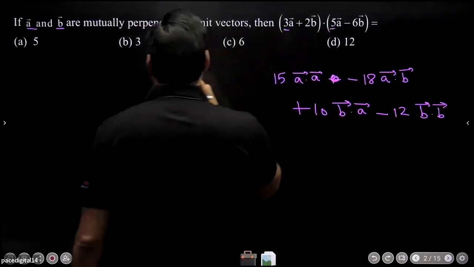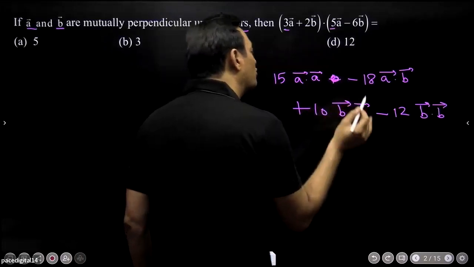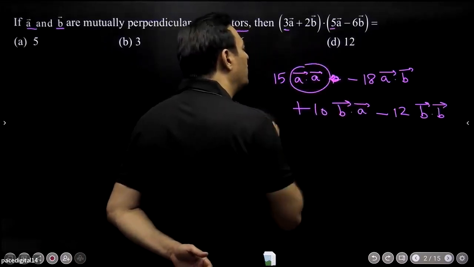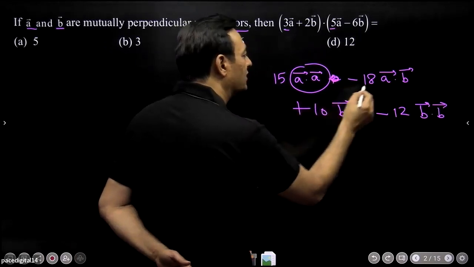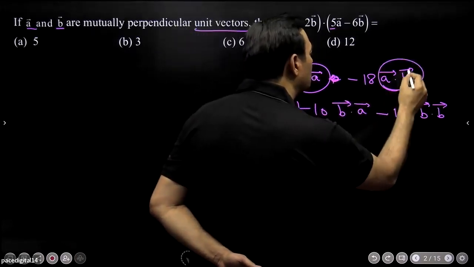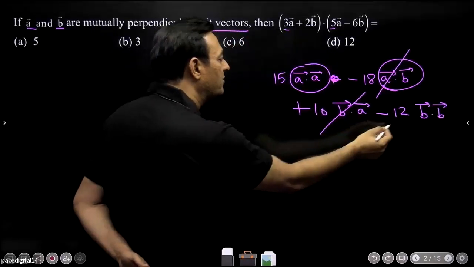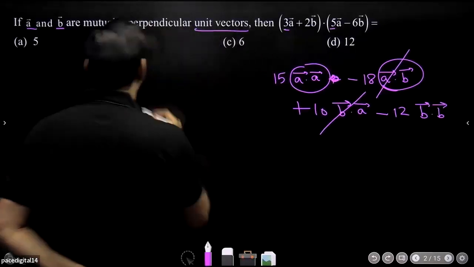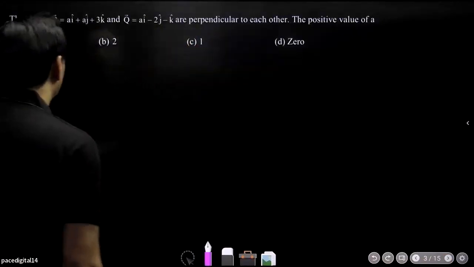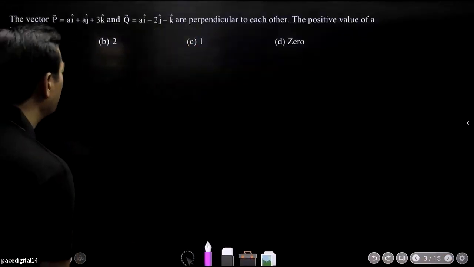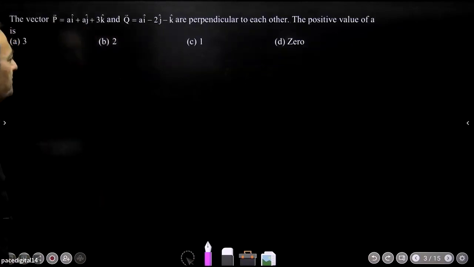No, they are mutually perpendicular unit vectors. Their magnitudes are 1 and they are mutually perpendicular. So this will become what? 1. Exactly. This will become what? 0. Zero. This will be 0. So 15 minus 12, 3. Perfect.